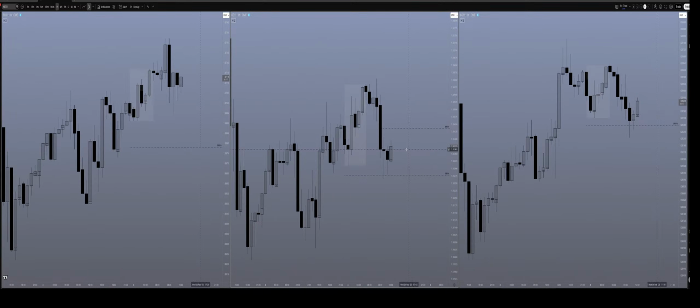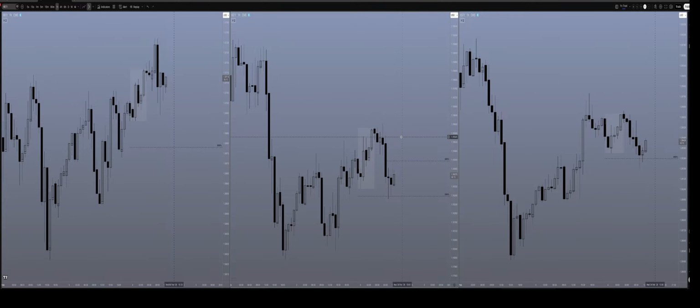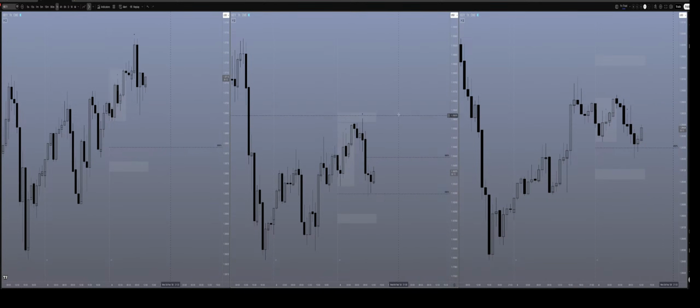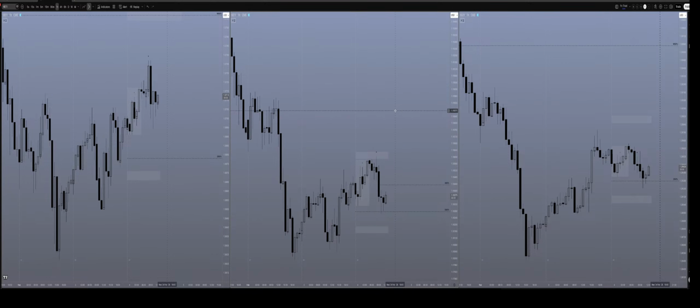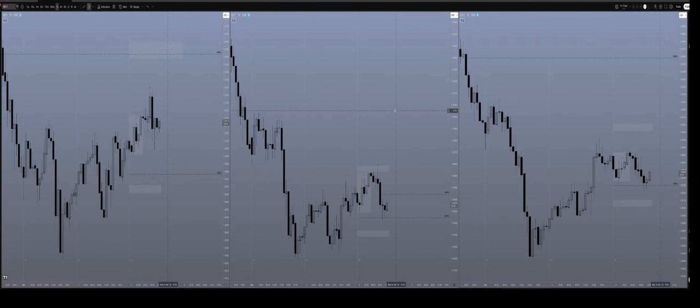Is this just going to be another range, and set up for Thursday? Thursday looks to be a positive day. Let's see if we can make some bank.